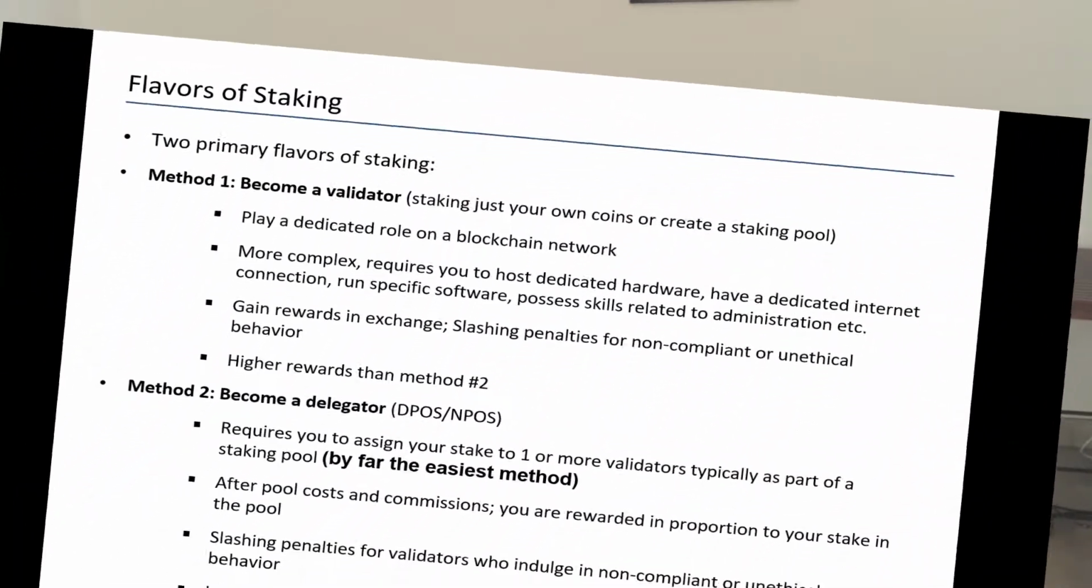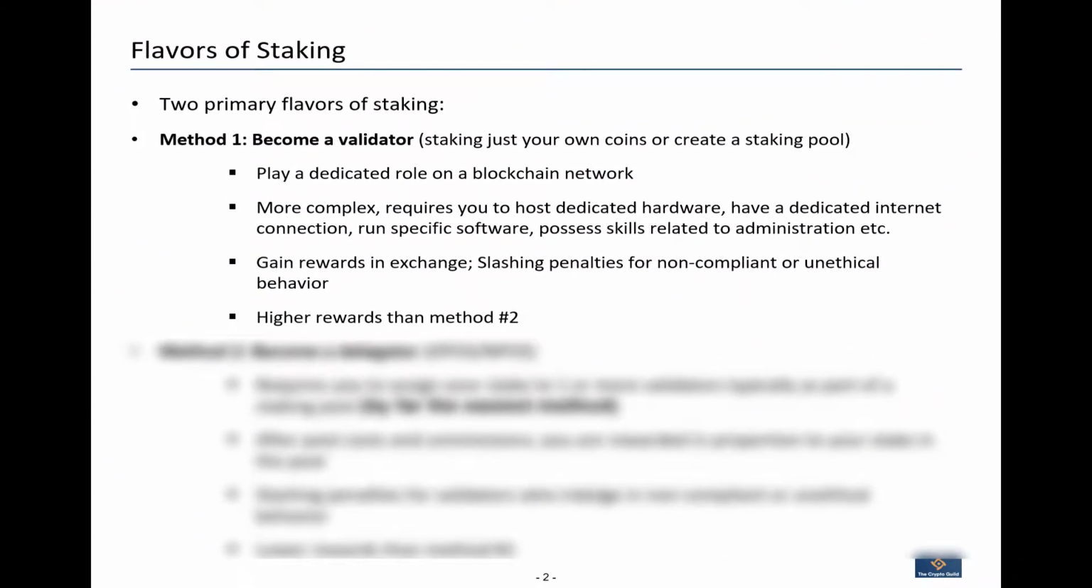The first one is you can decide to play a dedicated role on a blockchain by becoming what you call a validator node. Validator nodes have specific roles on blockchains. They're not like regular users. Their job is to essentially commit and verify transactions on the blockchain, and in exchange for this, they get a reward. Running a validator node means you need to have a dedicated internet connection, dedicated hardware, and you obviously need to have a stake.